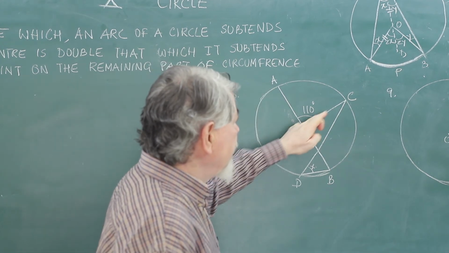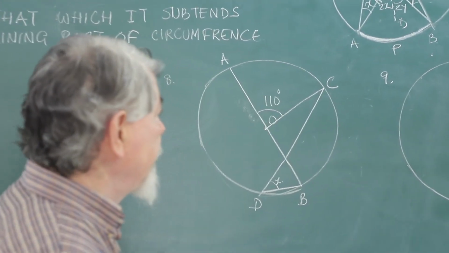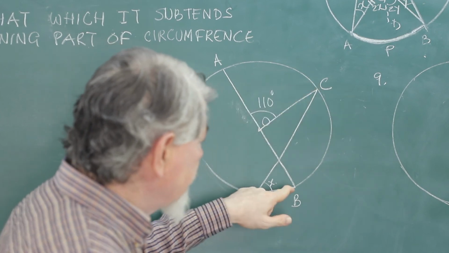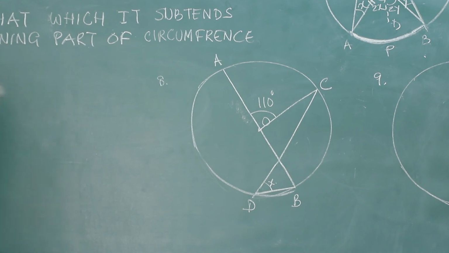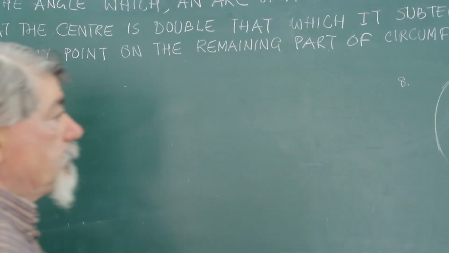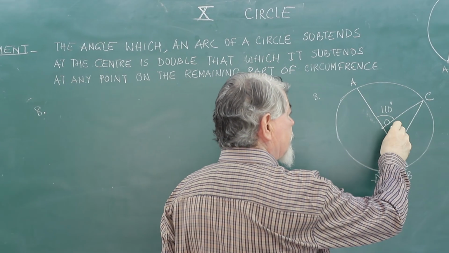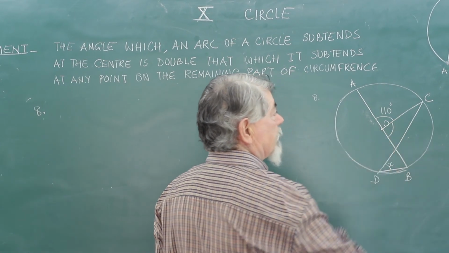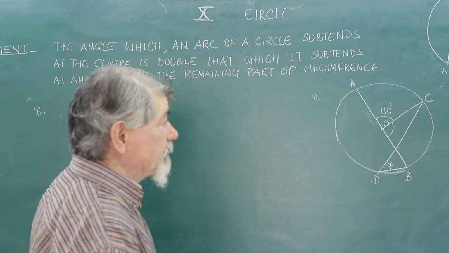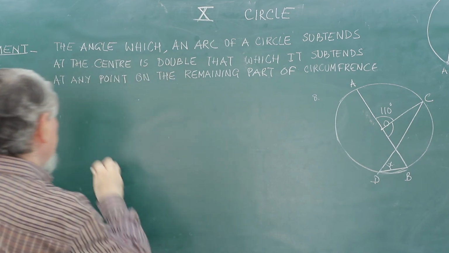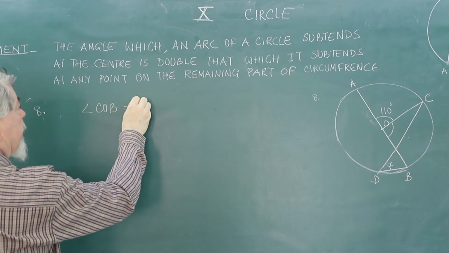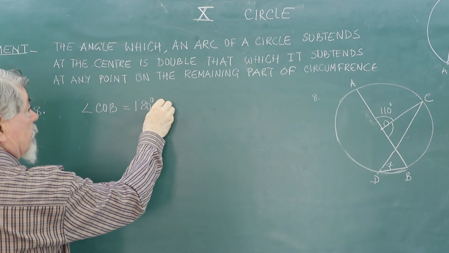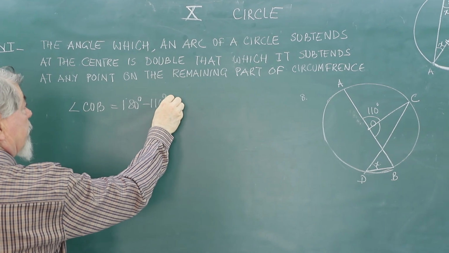Angle AOB is 110 degree, it is given. Angle CDB is marked as X. I have to find the value of X. Now let us see how do we do that. This angle is 110. I can calculate this angle. What will be this angle? This is angle COB. Angle COB will be 180 minus 110, 70 degree.